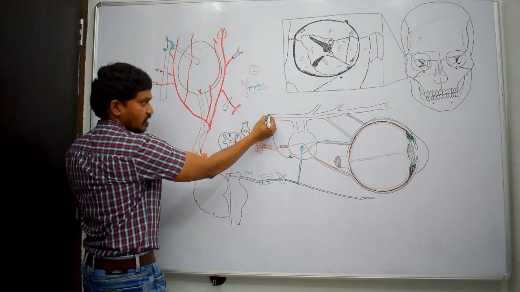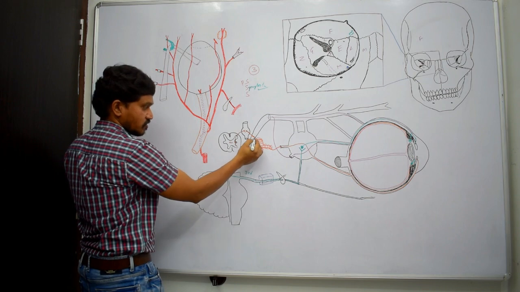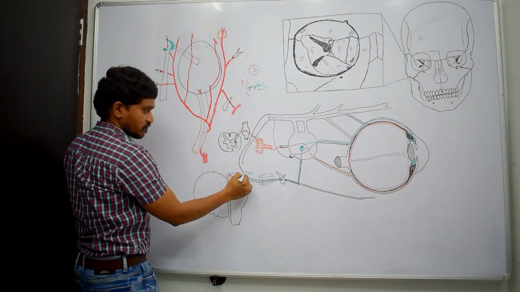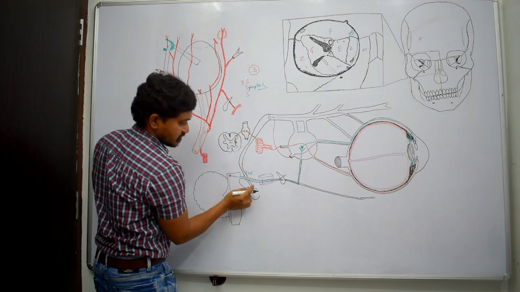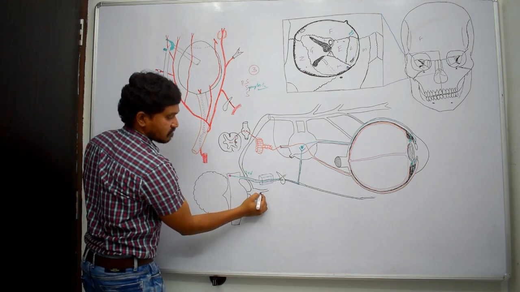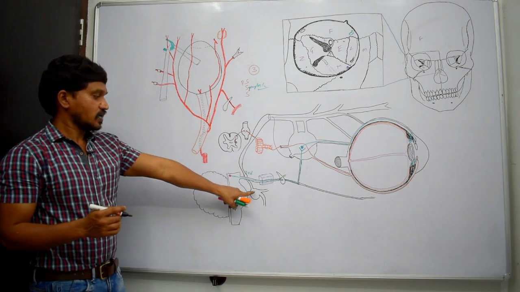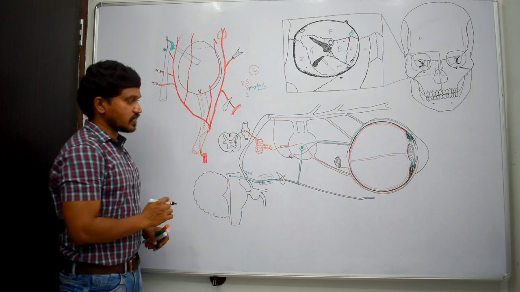This nasociliary nerve is a branch of what? It is a branch from the ophthalmic division of trigeminal nerve. So this is the ophthalmic division of trigeminal nerve. This is the maxillary nerve, and this is the mandibular nerve. Actually, this is the fifth cranial nerve. So this is the trigeminal ganglion.